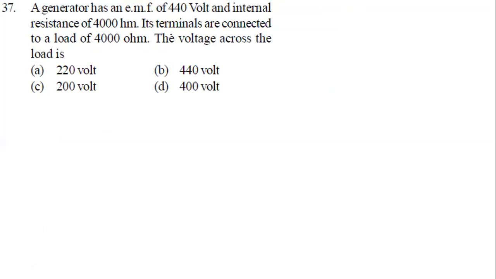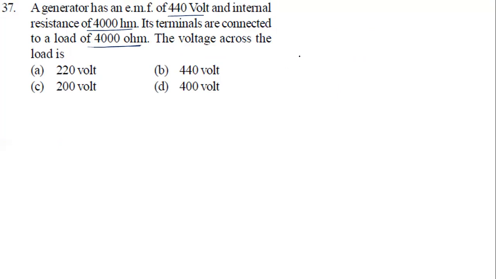A generator has an EMF 440 volt and internal resistance 400 ohm. Its terminals are connected to a load resistor 4000 ohm. Then the voltage across the load we need to find out. We need to find out what now? The voltage across the load.